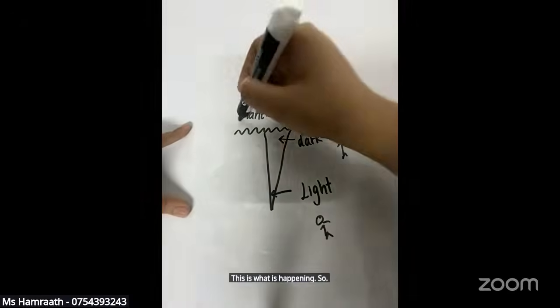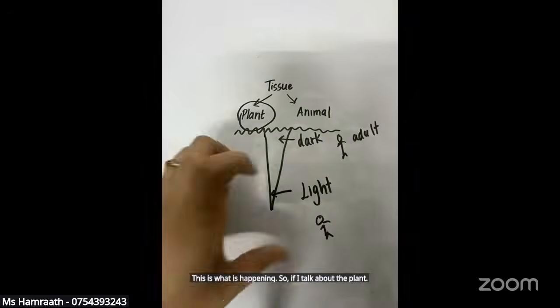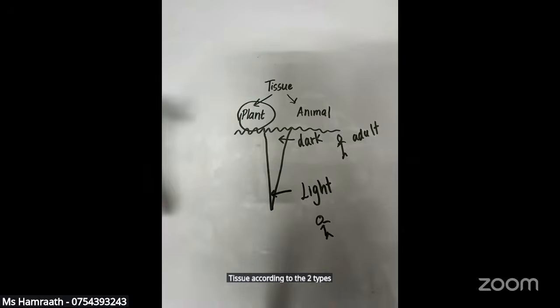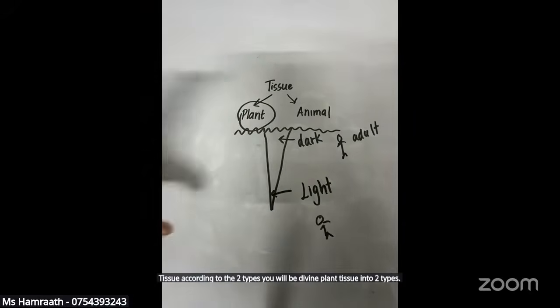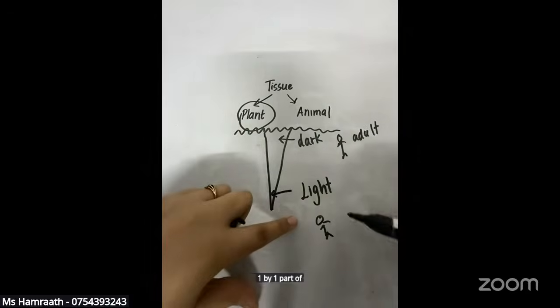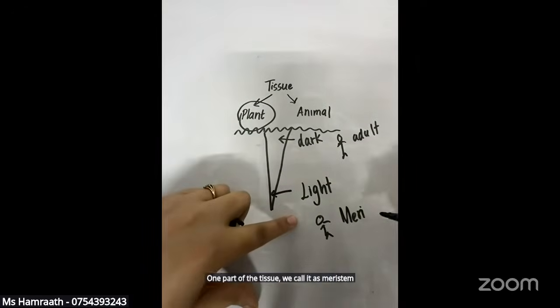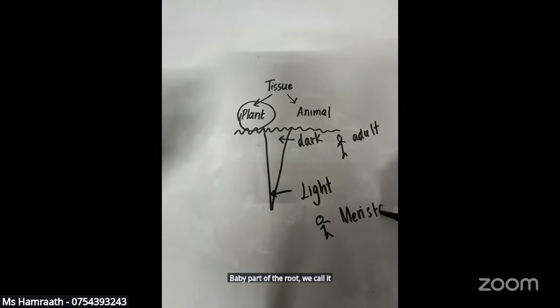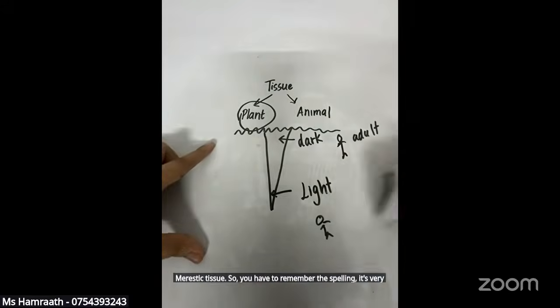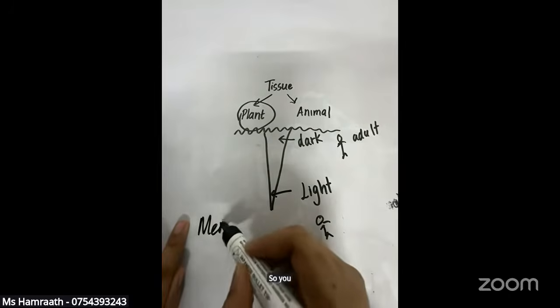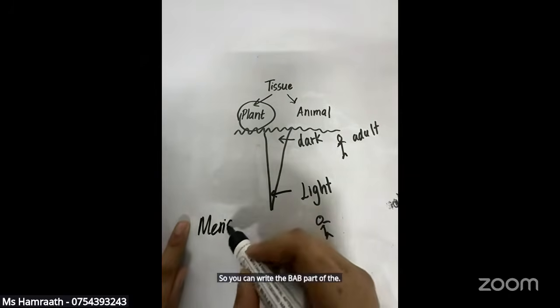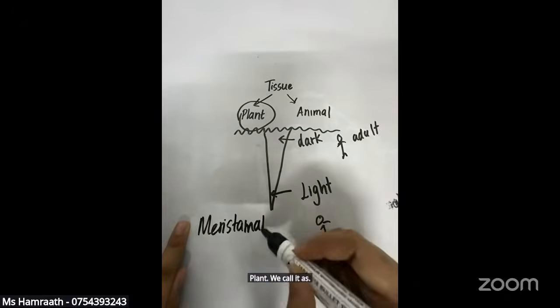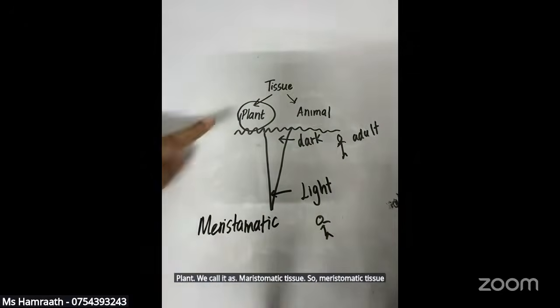If I talk about the plant tissue, you can divide the plant tissue into two types. One type of tissue we call meristematic tissue. That means the softest baby part of the root we call meristematic tissue. You have to remember the spelling, it's very important. I'll write it over here. You can write: the baby part of the plant we call meristematic tissue. So meristematic tissue is one type of plant tissue.